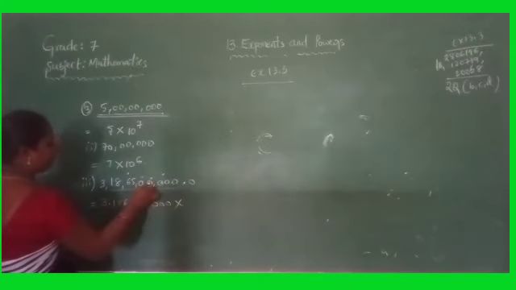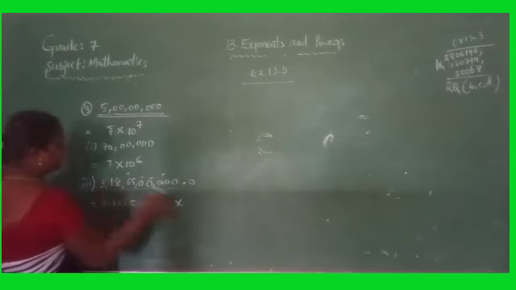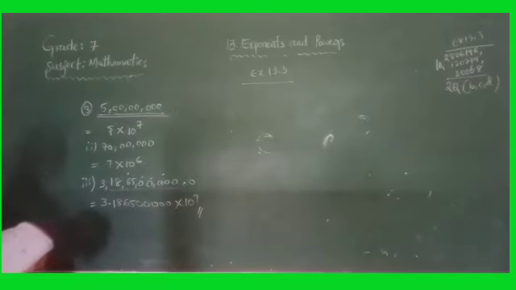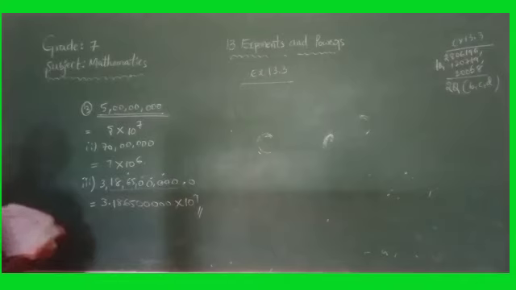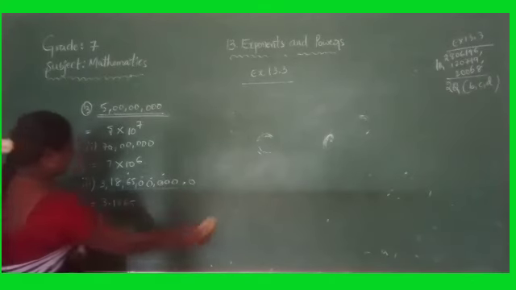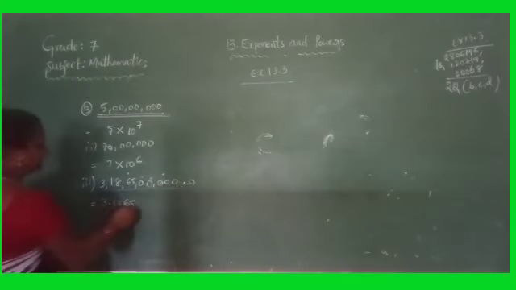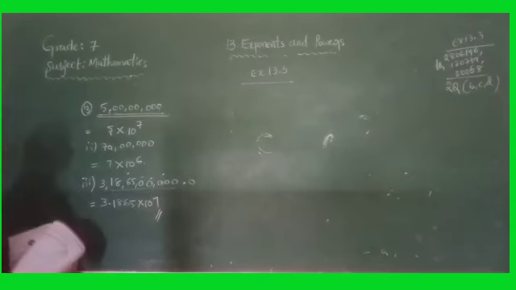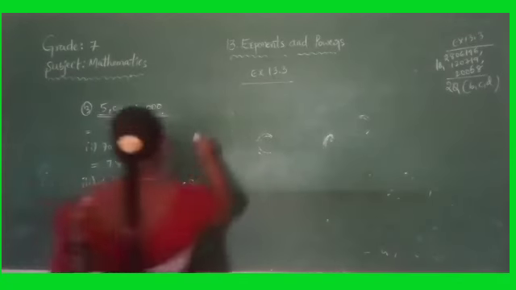1, 2, 3, 4, 5, 6, 7, 8, 9. 10 to the power of 9. So otherwise we can write simply 3.1865 into 10 to the power of 9. Is it clear? Yes. Okay.